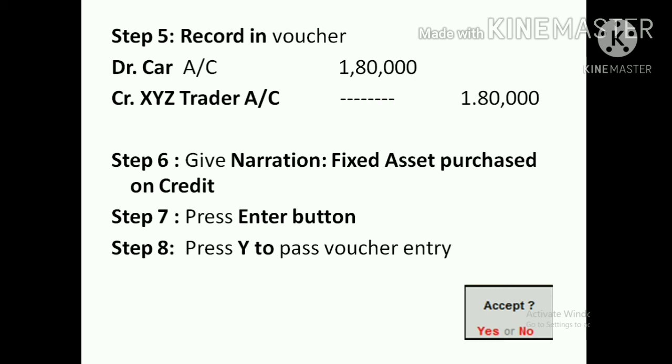Then afterwards, give the narration. Then you should press the enter button. You will get one small screen like this: Accept? Yes or no. From that, you should select yes by pressing Y on your keyboard. This is a very important question from your exam point of view and your life point of view.